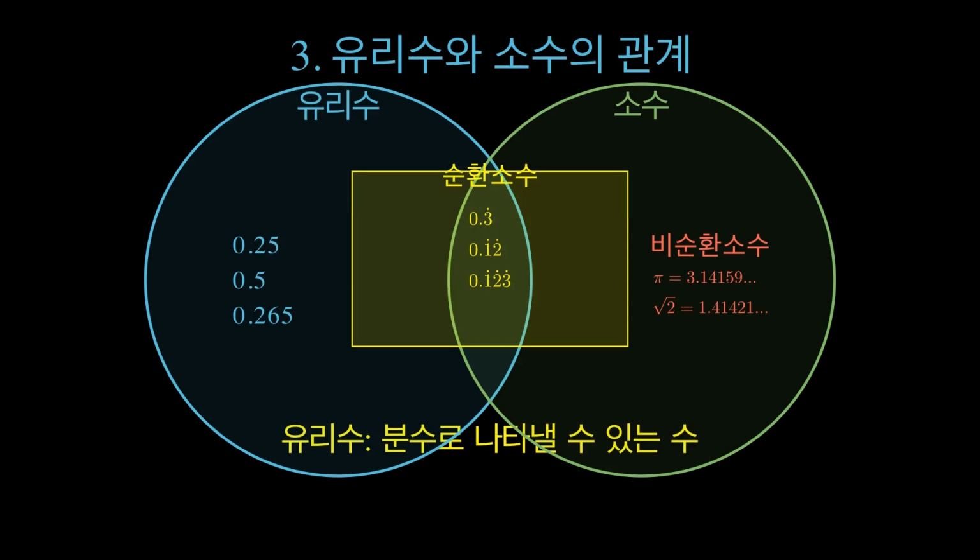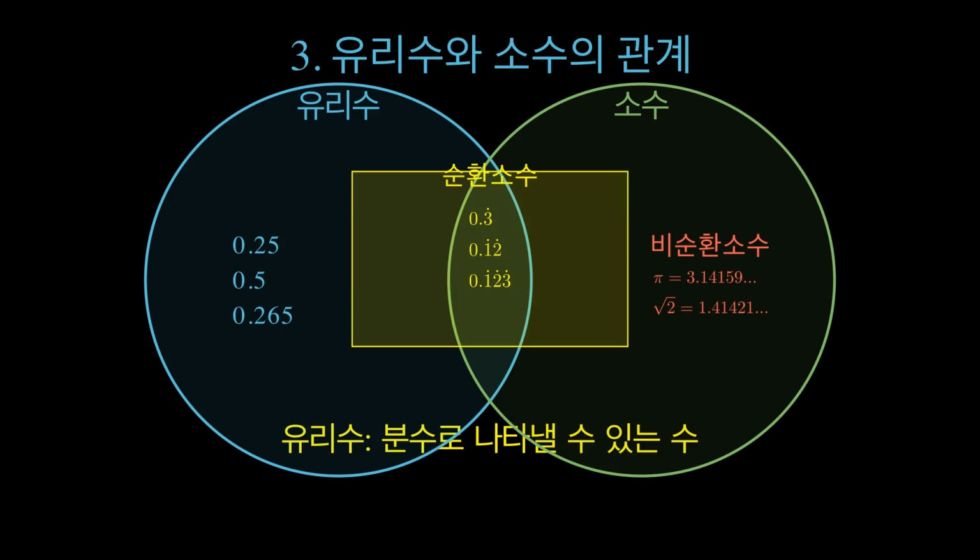2. What about today's star? Repeating decimals? Even though they are infinite decimals that stretch out forever, we learned today that every single one of them can be converted into a fraction. Because they can be written as fractions, all repeating decimals are rational numbers. Therefore, repeating decimals proudly sit in the intersection of rational numbers and decimals.